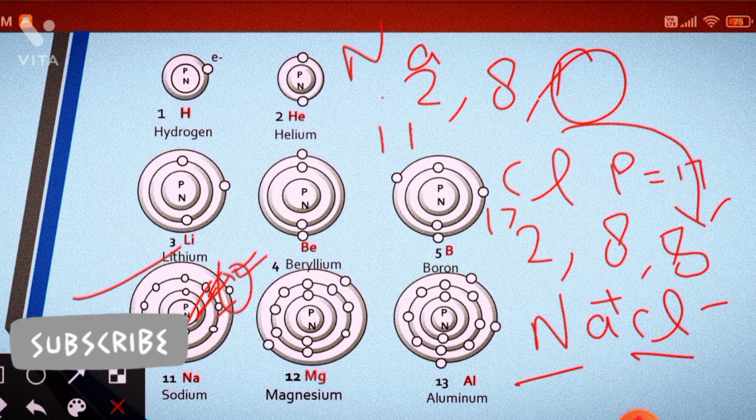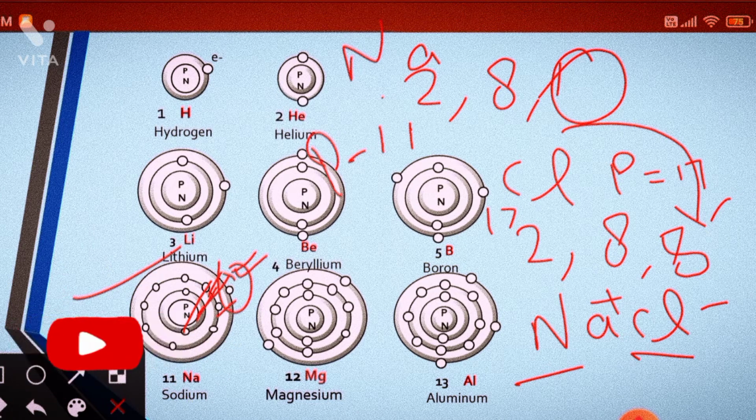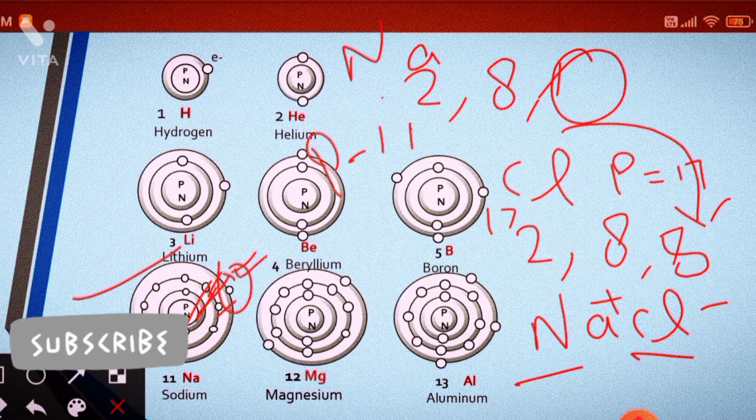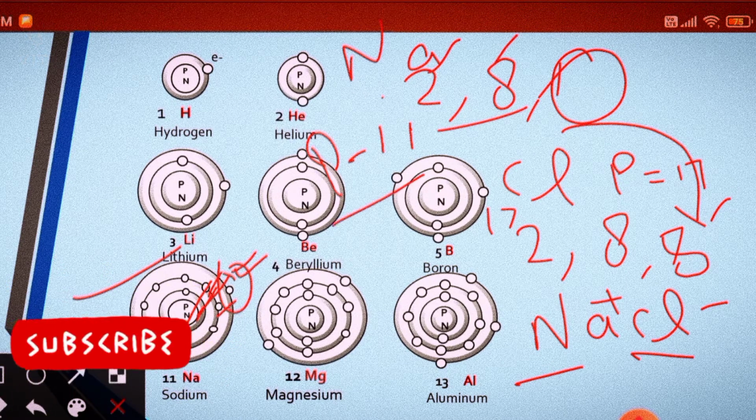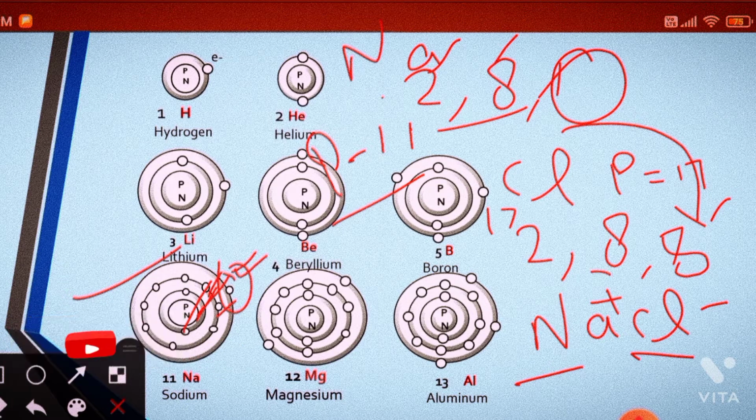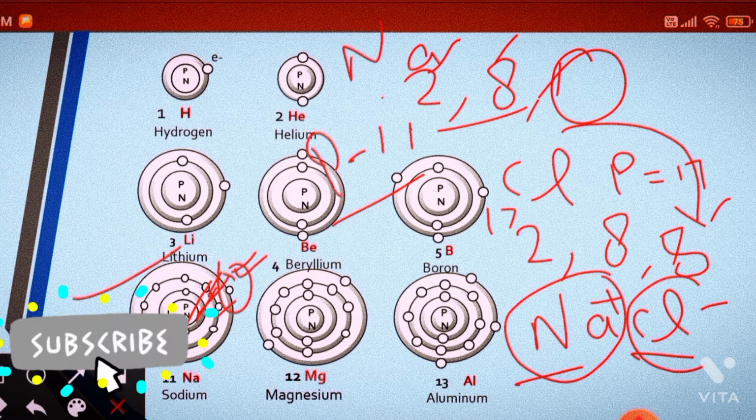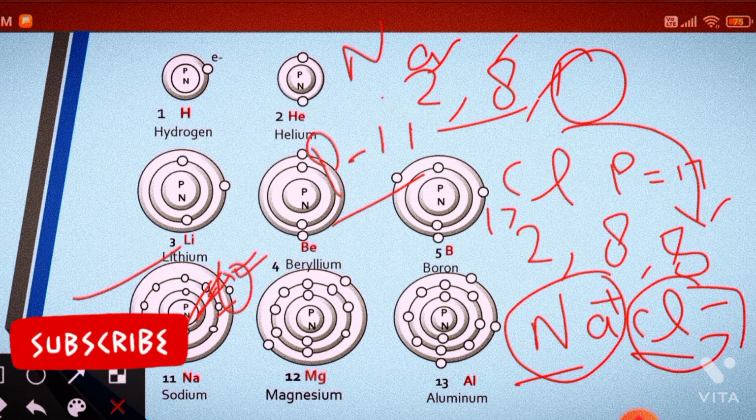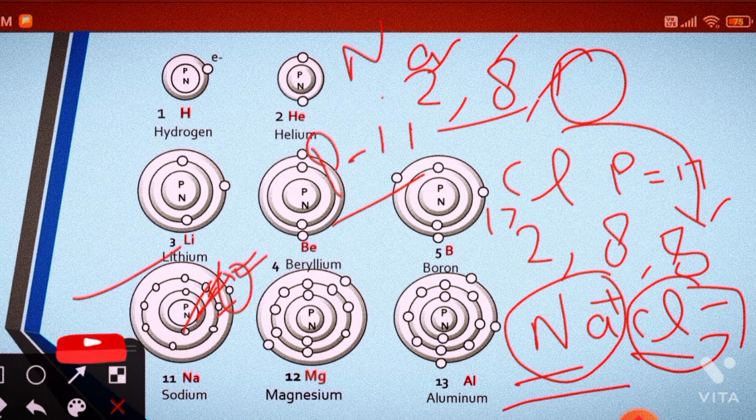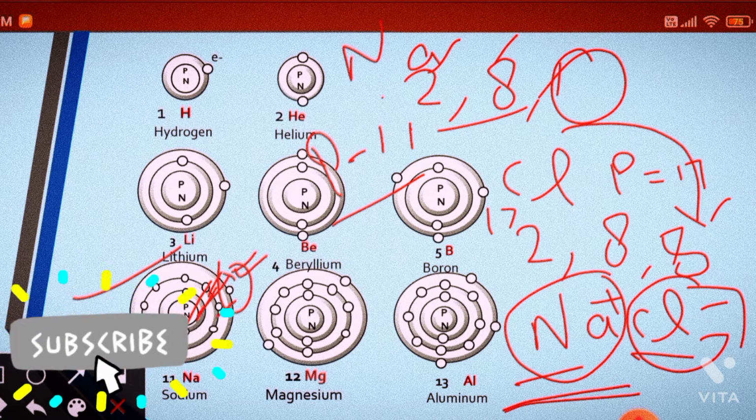Sodium became a positively charged particle. Why? Because in sodium the positively charged particles are more, 11. Negatively charged particles are 10 only. Why? Because it has donated. So 2 plus 8, 10 electrons only, but protons are 11. So now sodium has become a positively charged particle and chlorine has become a negatively charged particle. So this is the nature of sodium to donate the electron.